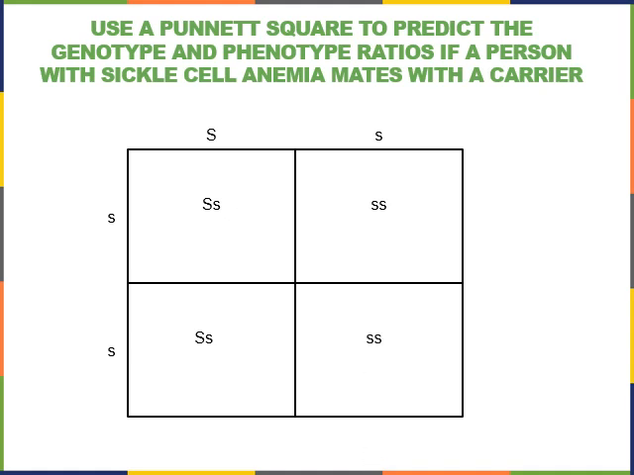And so in the cross between a person with sickle cell anemia and a person that has the normal phenotype but carries a sickle cell allele, we see a genotype ratio of 1 to 1, or 50% of the offspring on average would have the heterozygous carrier genotype, and 50% would have the homozygous recessive sickle cell anemia genotype. And similarly, the phenotype ratio is 1 to 1. 50% would be carriers, but would not express the sickle cell anemia phenotype, and 50% would express sickle cell anemia.